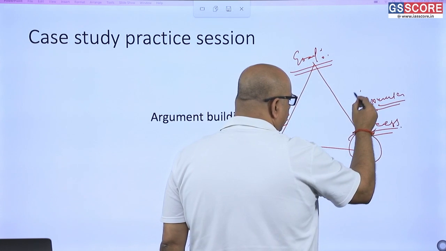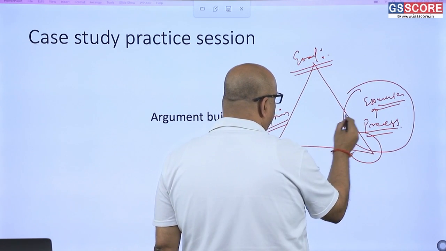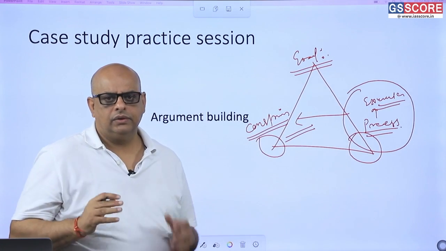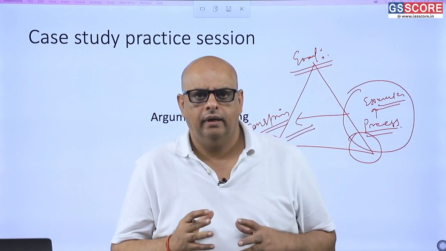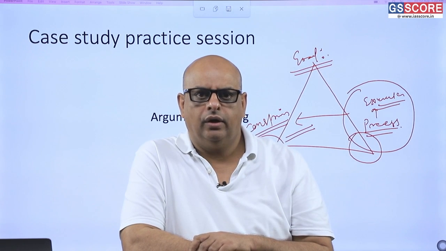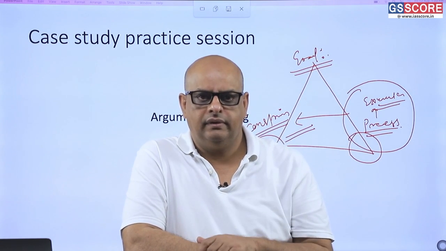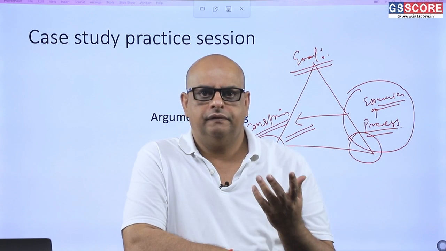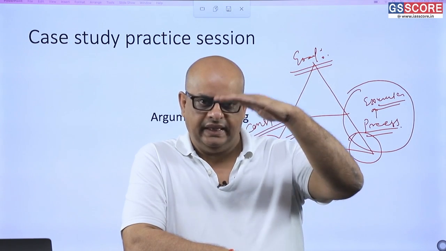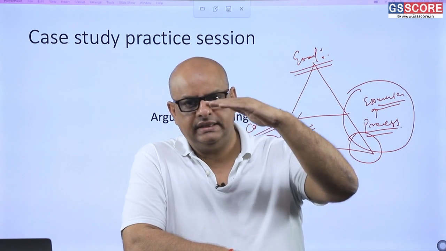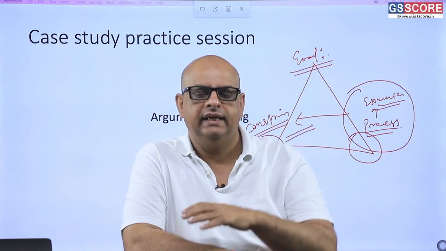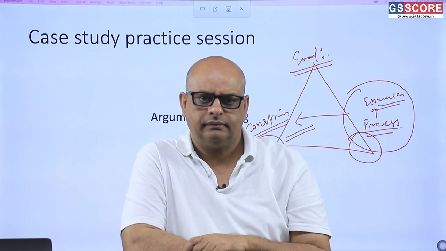When you discuss the process, then only you can highlight the constraints. Fine. So whenever you are building arguments or explaining any option, let's say you have considered three or four options to solve a problem, then you have to deal with each and every option. You have to explain each and every option.